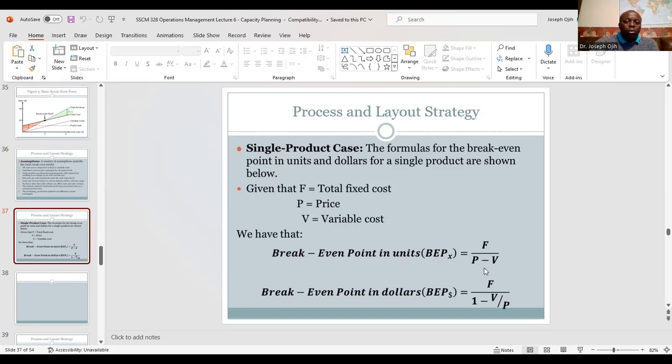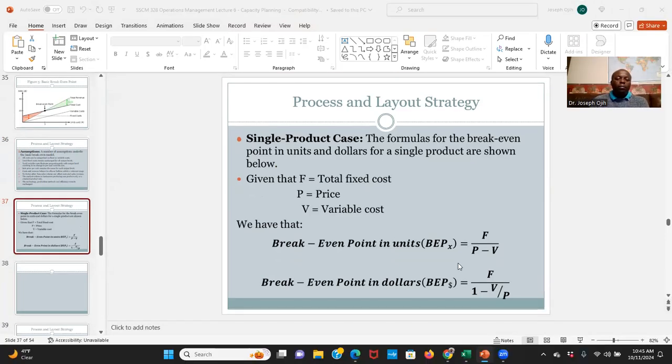Now, let us take a quick look at the single product case. The formulas for the single product case are shown here on the screen. Break-even point in units becomes fixed cost divided by price minus variable cost. Then, if you want the answer in dollars, break-even point is fixed cost divided by 1 minus variable cost over price. Okay.